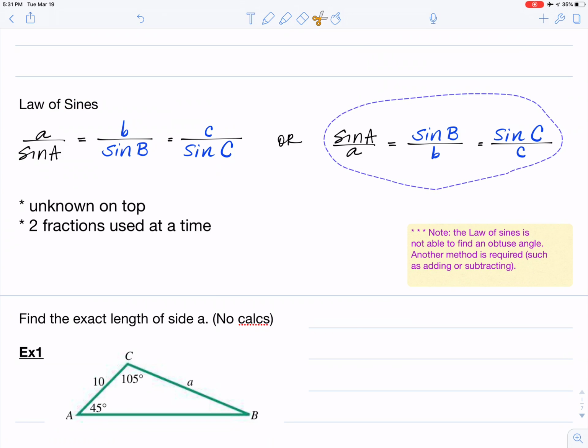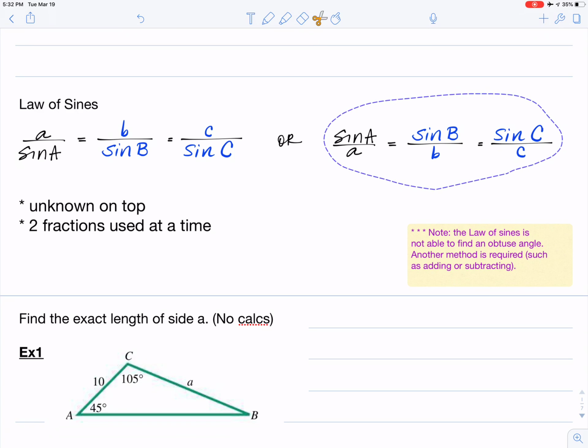And the second comment to make here is that you're only ever going to use two fractions at a time. I know that I've written down that I have three equal fractions, but you will only ever use two at a time so that it's a true proportion and you can use cross multiplying.